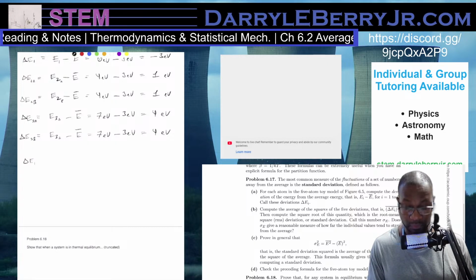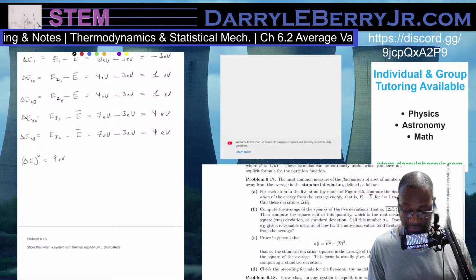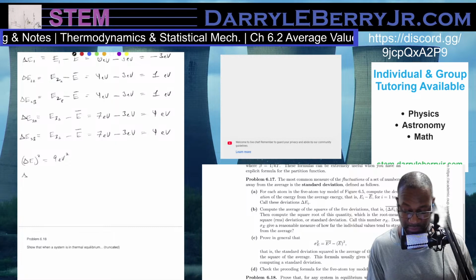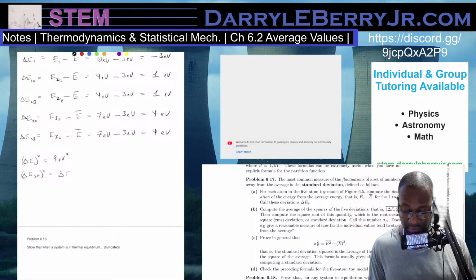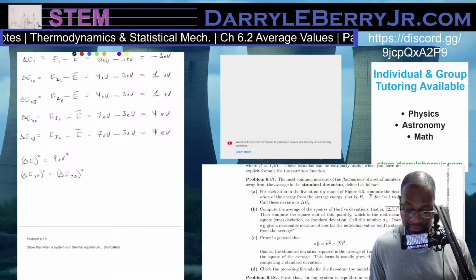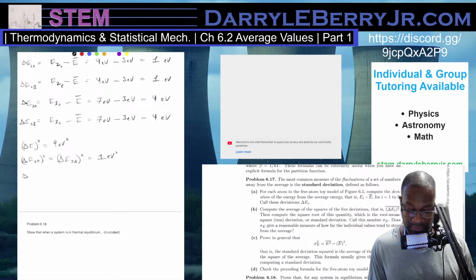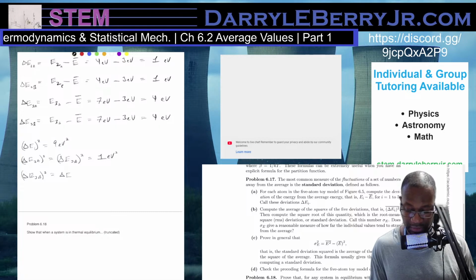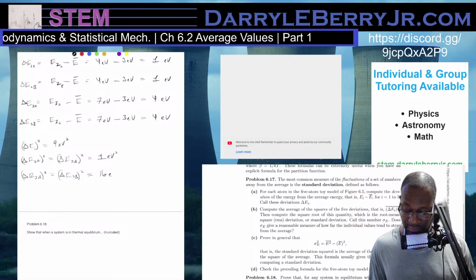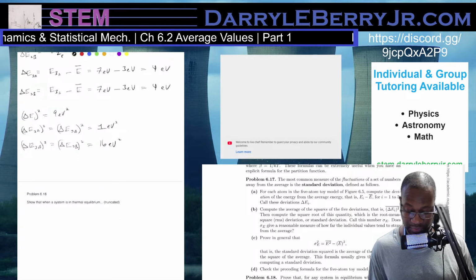So changing E1 squared equals 9 electron volts squared. Changing E2A squared equals, changing E3A squared equals 1 electron volt squared, and changing E3B squared equals 16 electron volts squared. All right, it seems good.